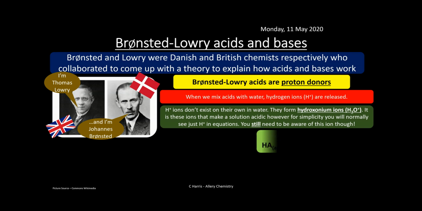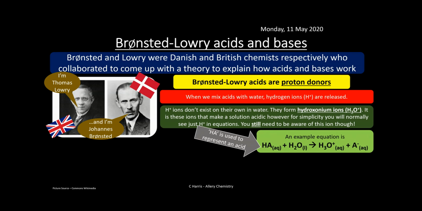So here's an example. I'm using the hydroxonium ion here. HA, which you'll see used throughout the video, is used to represent an acid. HA plus H2O will form H3O+ and A-. So that's what happens when we add an acid to water. It dissociates and forms the products that you can see there.